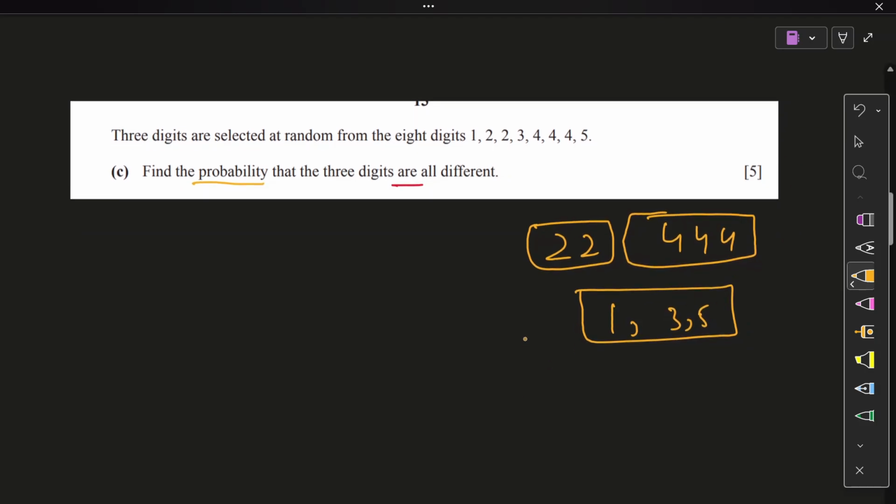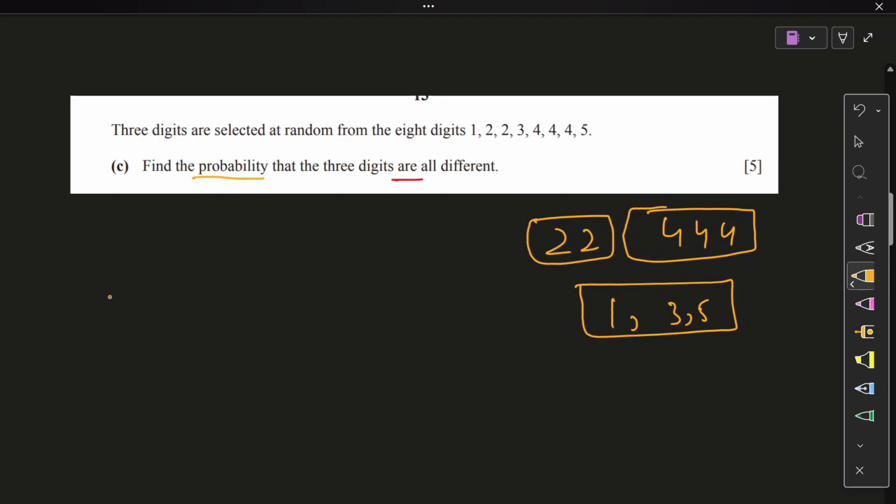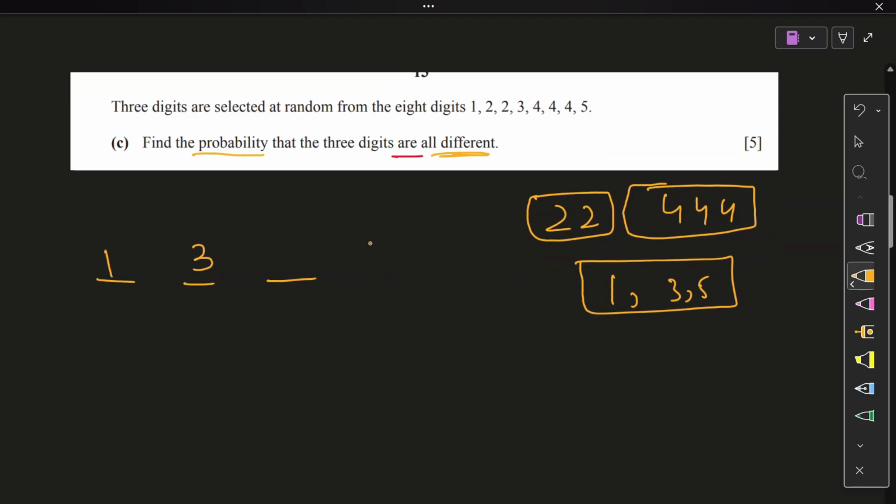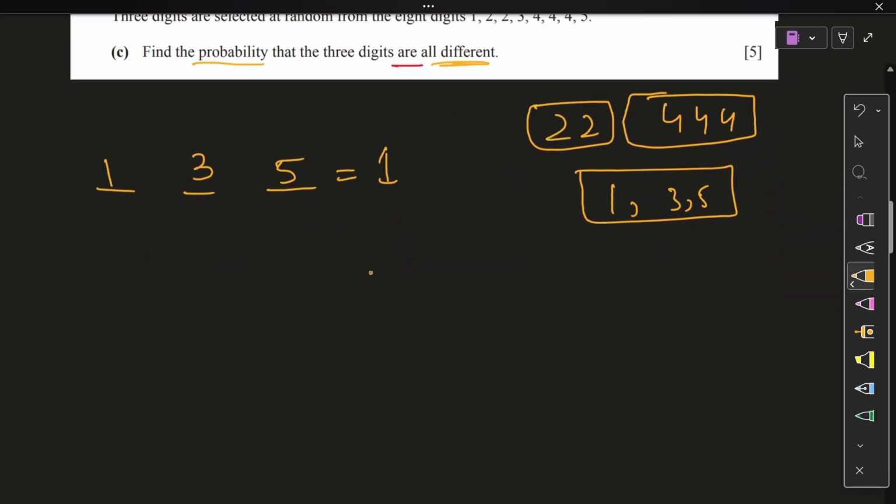So now we're going to select from these boxes. Now, how are we going to select is our question. Three digits are to be selected, and they have to be all different, right? So we need to select in a certain way. We have to decide all the cases in a way which allows us to have all three digits different. Let's first put the non-repeating box here, 1, 3, 5. That is going to be just one simple case.